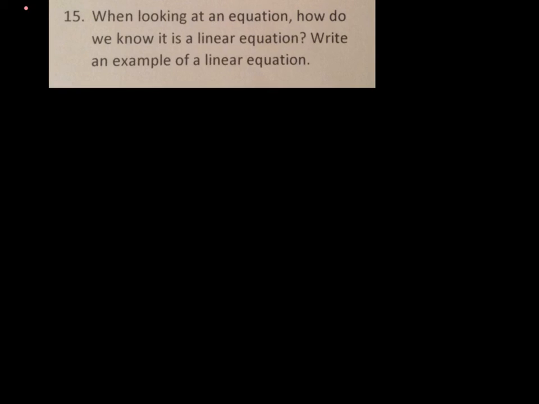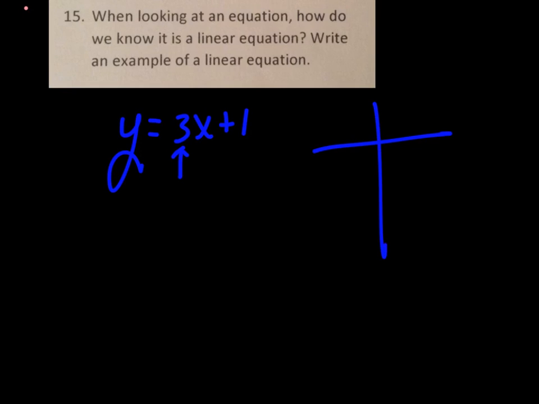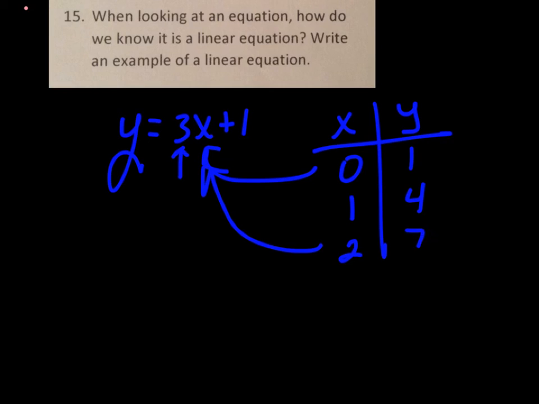Okay, in this problem, when looking at an equation, how do we know that it's a linear equation? And write an example of a linear equation. So now, in order to figure out whether it's a linear equation, first of all, if it's this form, y equals 3x plus 1, well, this is my slope. But what I can do is I can pick two points. In fact, I can pick multiple points. Let's say when x is 0. So x, and this would be y. When x is 0, plug it in right there. 3 times 0 is 0, plus 1 is 1. When I put 1, 3 times 1 is 3, plus 1 is 4. 2, plug it in right there again. 2 times 3 is 6, plus 1 is 7.